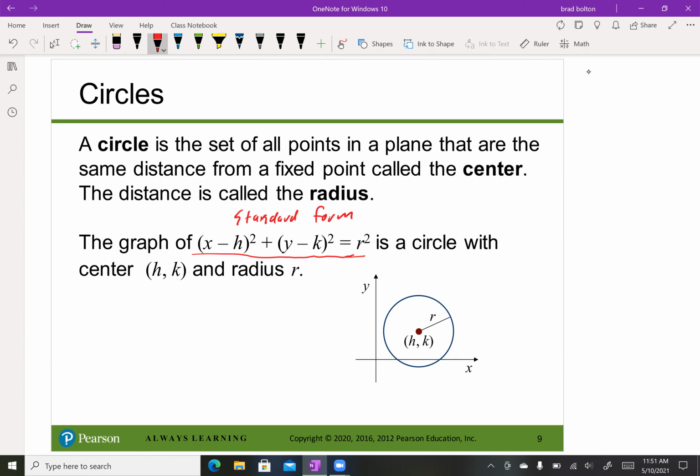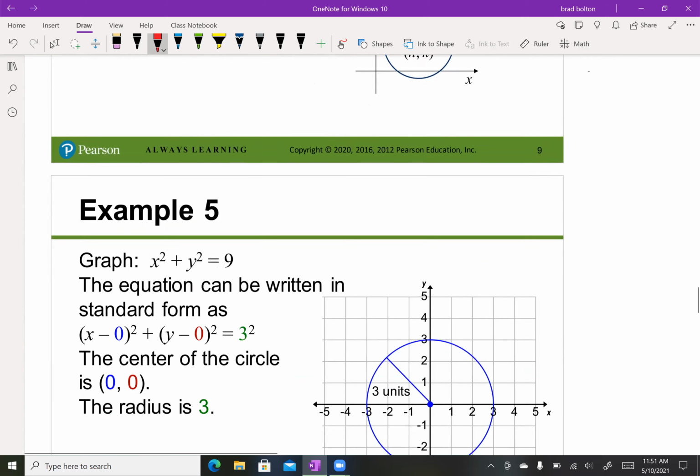Okay, so that's kind of what you want circles to be in. And if they're not in that form, usually you want to force them to be in that form by completing the square. That way you can find the center very easily, okay?